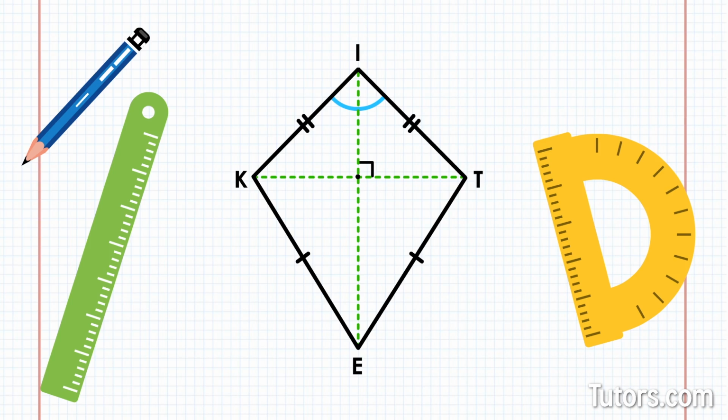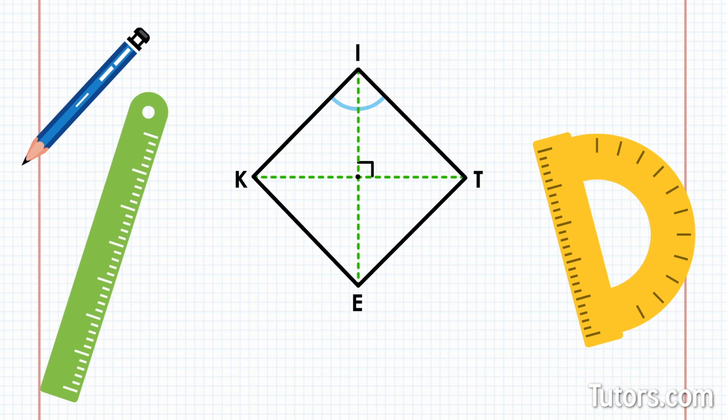You probably drew your kite so sides KI and EK are not equal. That also means IT and TE are not equal. You could have drawn them all equal, making a rhombus, or a square if the interior angles are right angles. As long as 2 pairs of adjacent, touching sides are congruent, you have a kite.